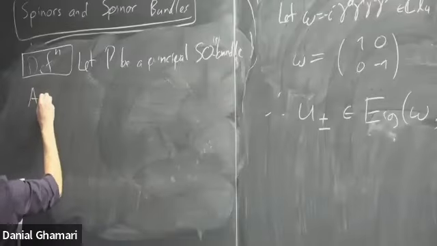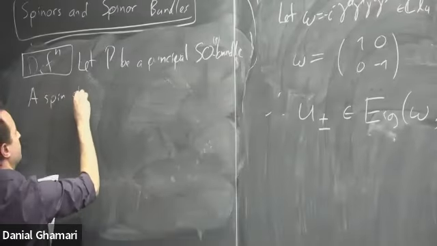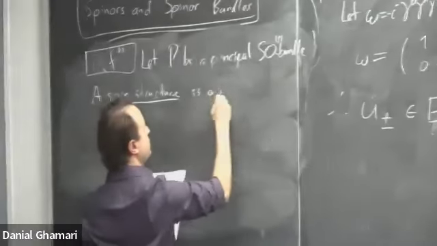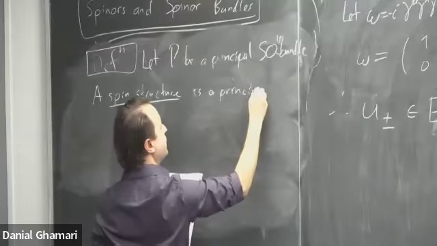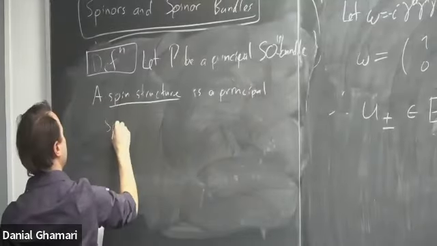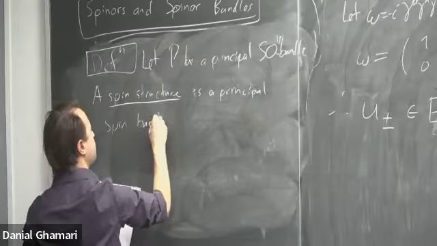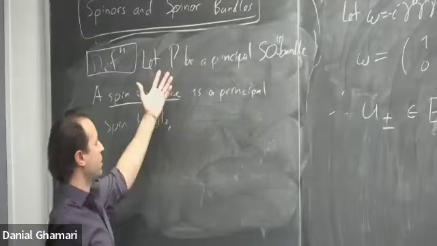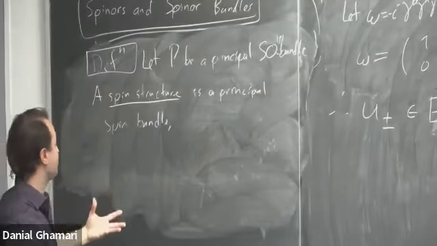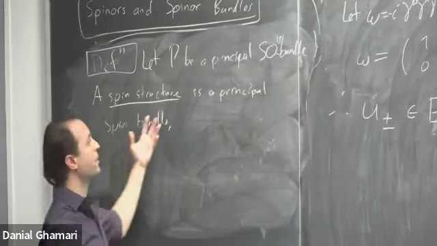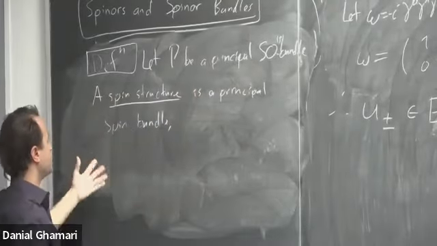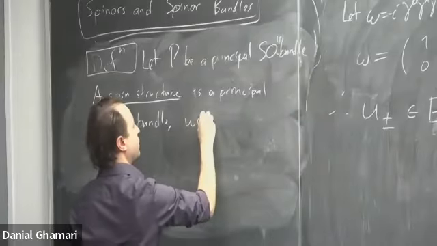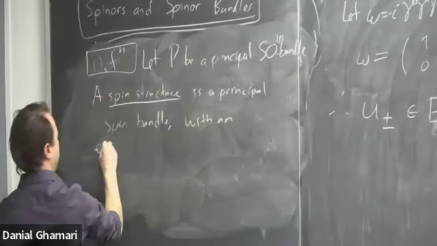So a spin structure is, like I said, what if it was a principal spin bundle? But it can't just be any principal spin bundle. It has to relate to our original bundle in a way that's consistent with the usual double cover of SO by spin. So we're going to enforce that by saying that we get an equivariant double cover.